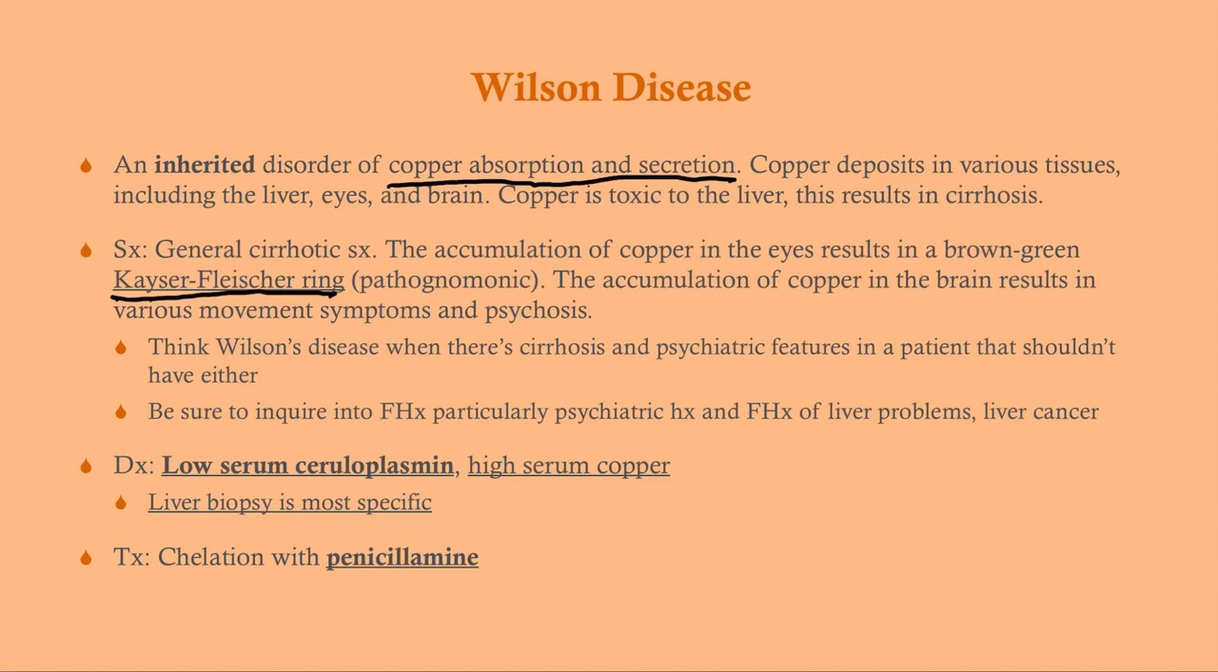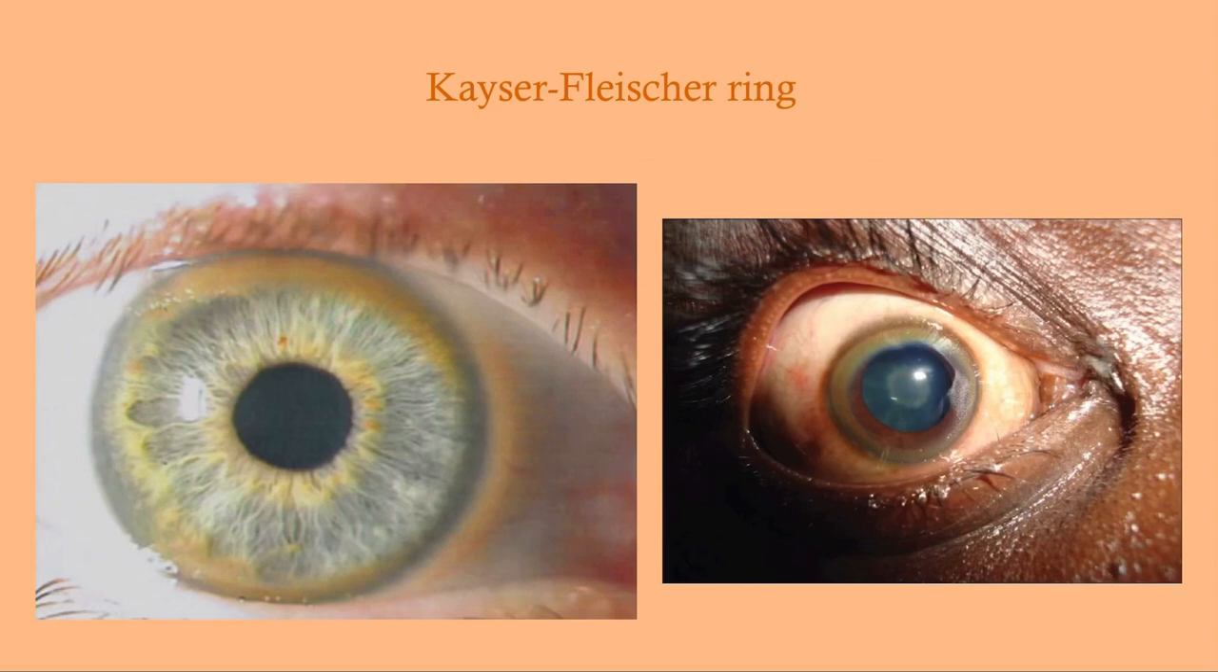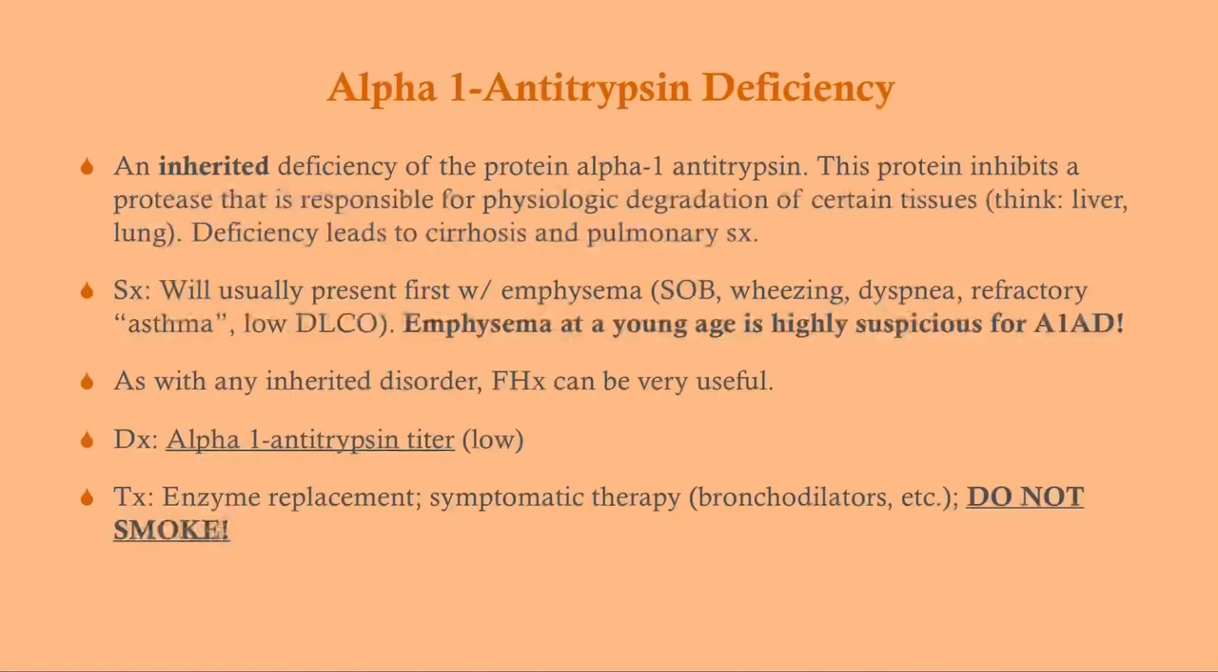Get a ceruloplasmin. So what you'll do to diagnose this is get a ceruloplasmin, and the ceruloplasmin will be low. You can also get a serum copper, but a ceruloplasmin is better. The treatment is chelation with penicillamine. This is the Kayser-Fleischer ring right here, and you can also see it right here. You've got to be really careful to find this. Sometimes it's not as obvious, but if you know what this looks like, you'll get these questions right.